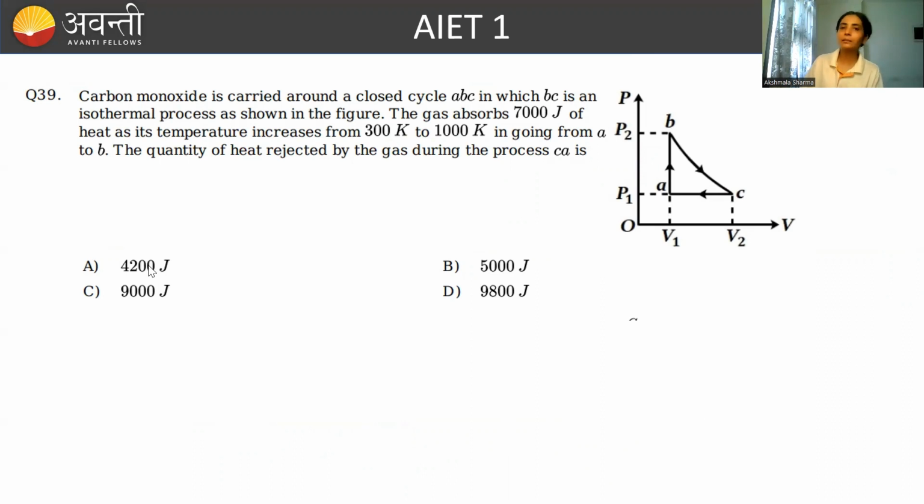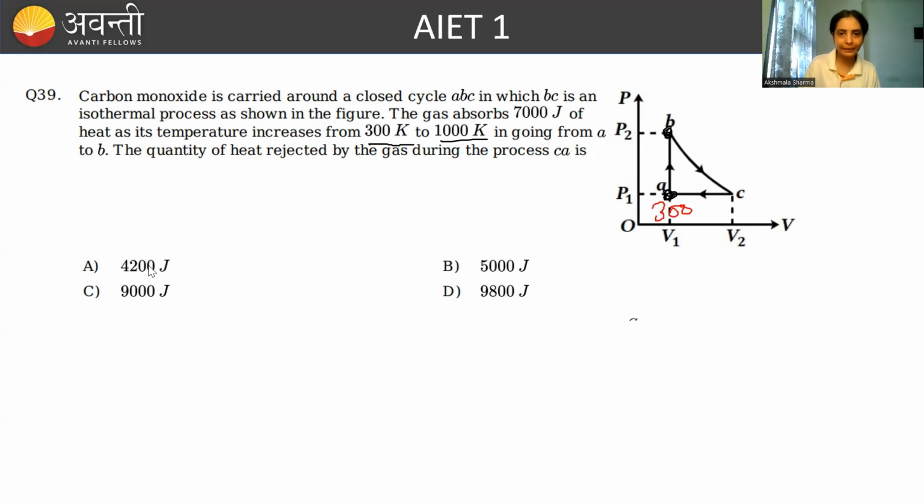अब यहाँ पे देखो एक क्वेश्चन था, this question was from thermodynamics. The question is, there is a carbon monoxide gas carried around a closed cycle ABC in which BC is an isothermal process as shown in the figure. The gas absorbs 7,000 joule of heat as its temperature increases from 300 to 1,000 in going from A to B. When it is going from A to B, its temperature is increasing from how much? It is increasing from 300 to 700.